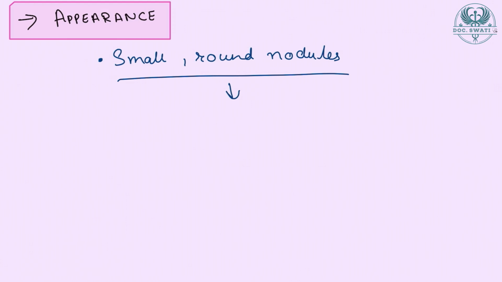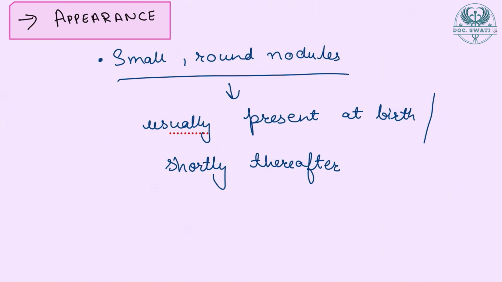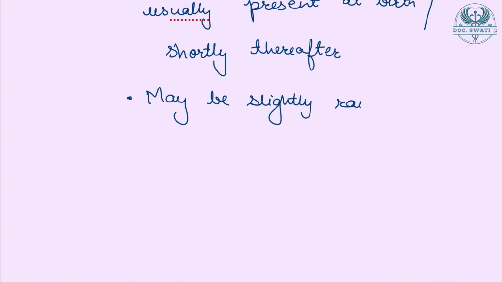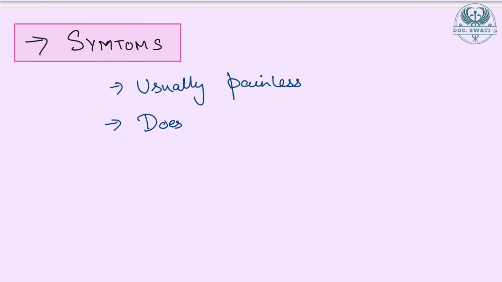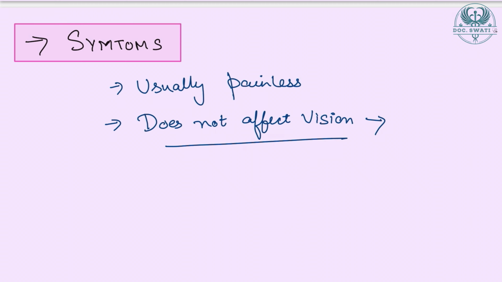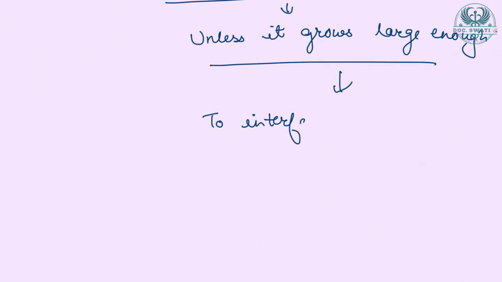Now let's talk about the appearance. It is a small round nodule that is usually present at birth or shortly thereafter, may be slightly raised and flesh colored. When we talk about the symptoms, dermoid cysts are usually painless and do not affect vision unless it grows large enough to interfere with the normal movement of the eye.